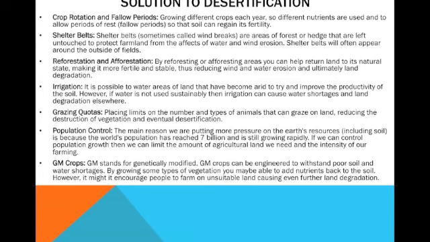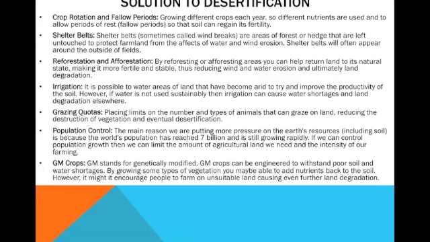Shelter belts. They are sometimes called windbreaks. What they are, they're areas of forest or hedge that are left untouched to protect farmland from the effects, not affects, of water and wind erosion. Shelter belts will often appear around the outside of fields. So think of it as, say you're in the middle of the forest, you have an empty square with no trees, and there you have your crops, but it's surrounded by trees so that the wind doesn't really destroy your crops.